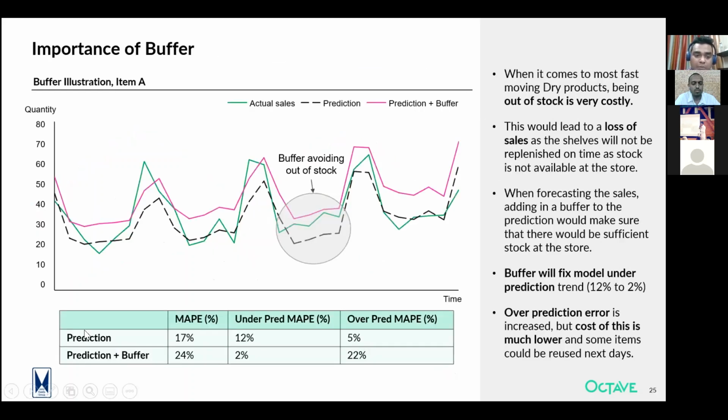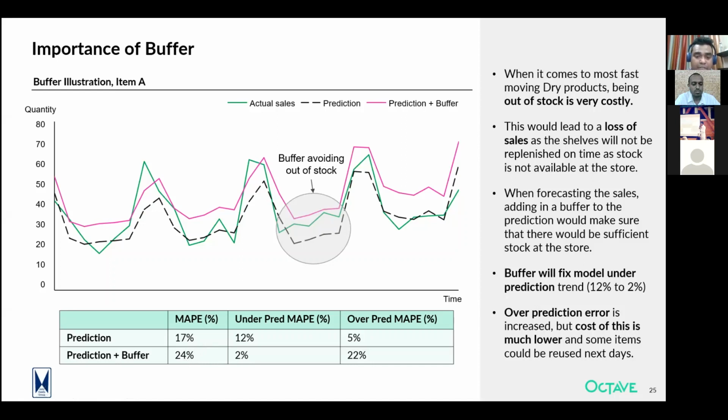This is a very typical scenario. Like I said, we are computing the accuracy using mean absolute percentage error. Without the buffer, the error is 17%, which means the accuracy is 83%. The under forecasting error is 12%. Once you add the buffer, you can see the under forecasting error drop to 2%. But you can also see the overall error raised up. Previously it was 17%, now 24%.